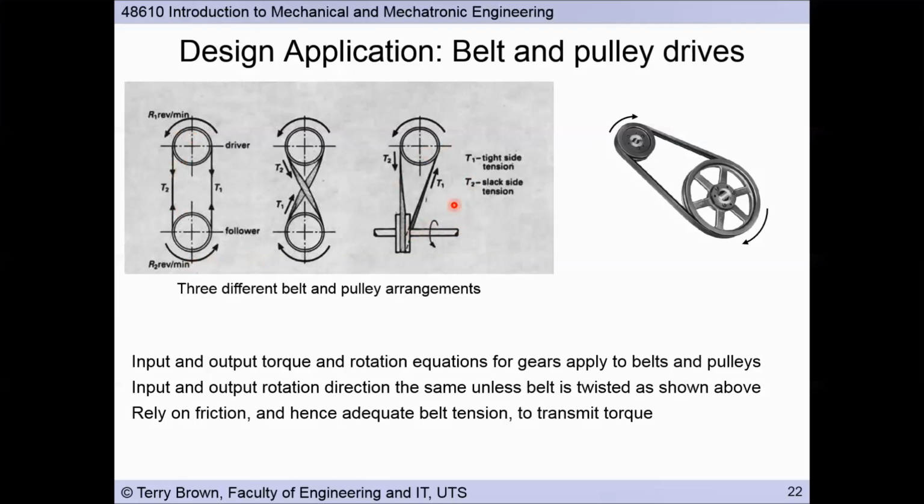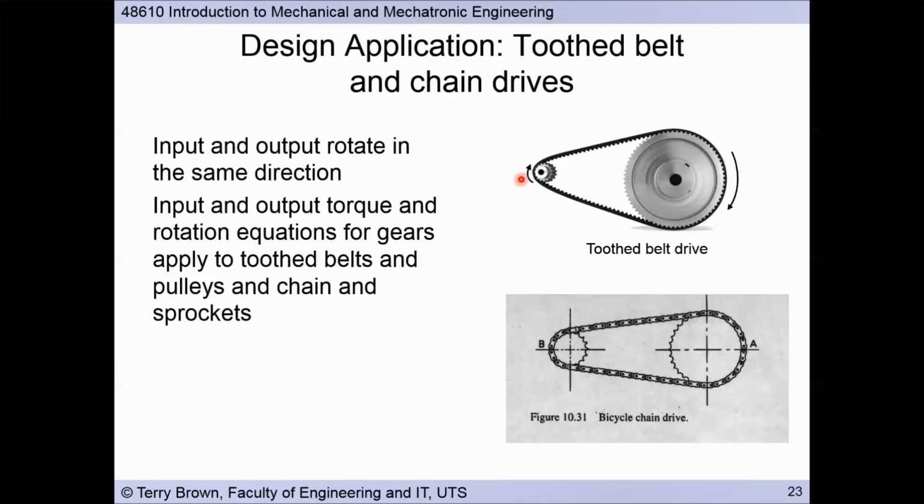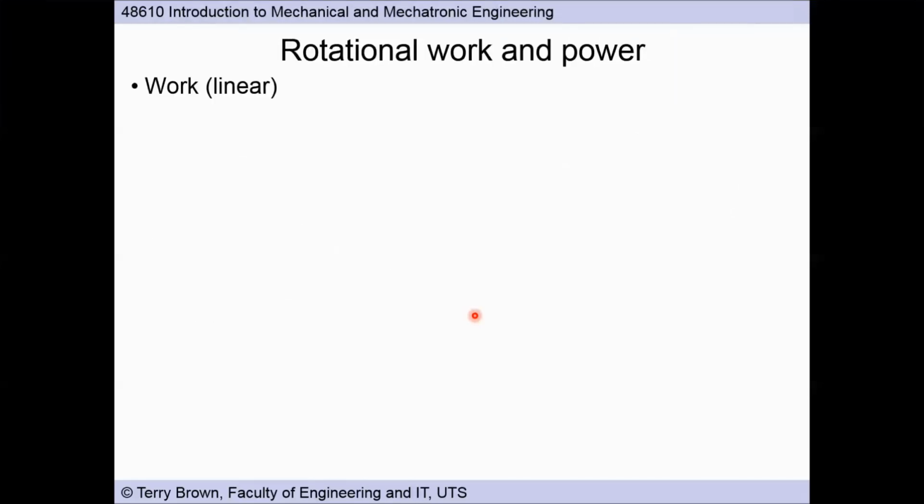The other thing you can do with belts is to twist them like this, so we can change the orientation of the input and output shaft. If we have a tooth belt and chain drive, then of course the input and output still rotate in the same direction. We can't really twist these, and we can make use of our input and output torque and rotation equations that we had for gears and apply them to belt and chain drives.